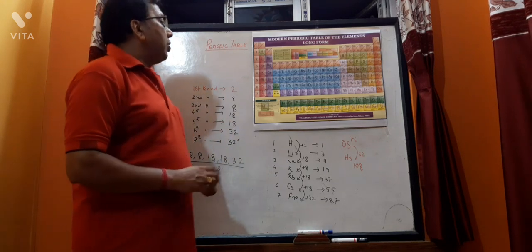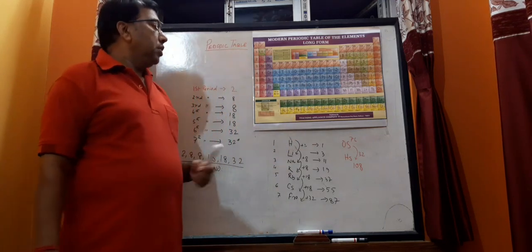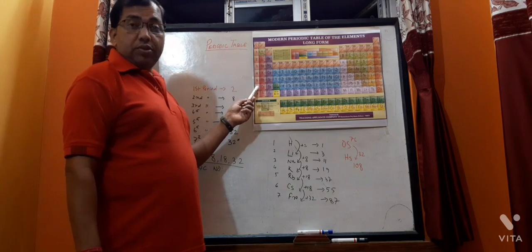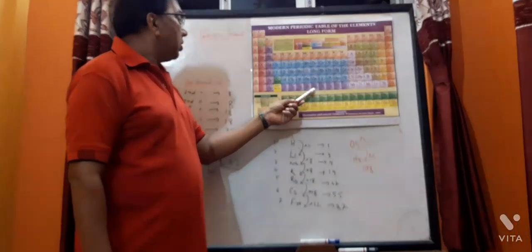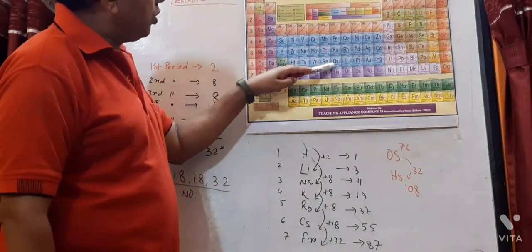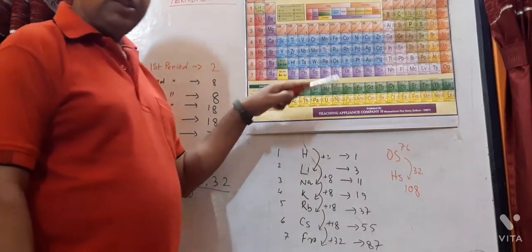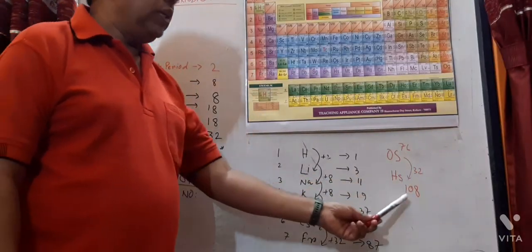Suppose you have to take osmium. Osmium is number 76. If we add to osmium in period 6, you have to add 32. Then you will get the element just below osmium, hassium. What is the number of hassium? 108. That is 76 plus 32, 108.